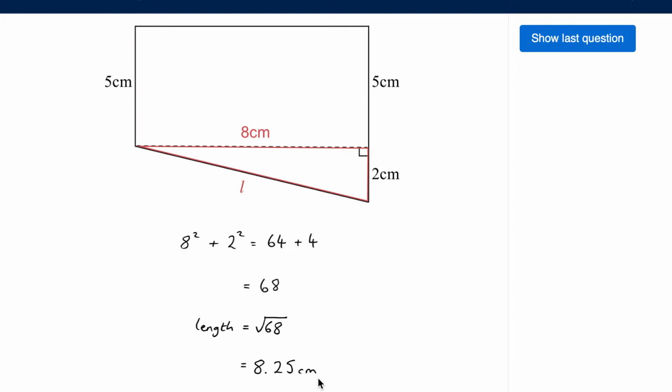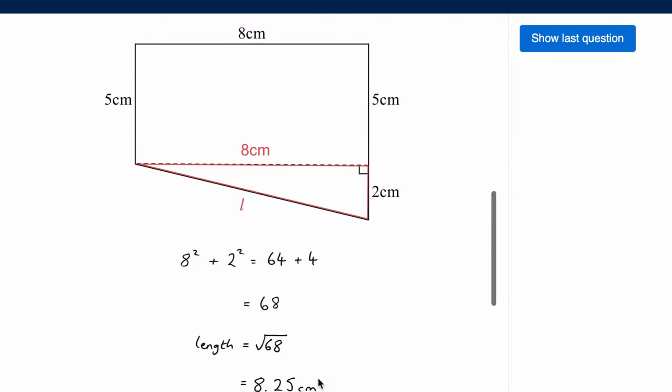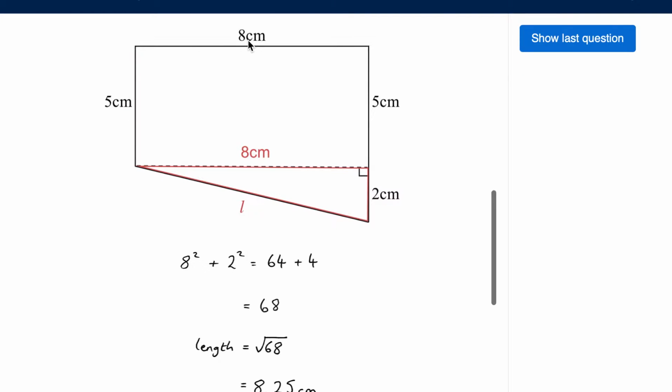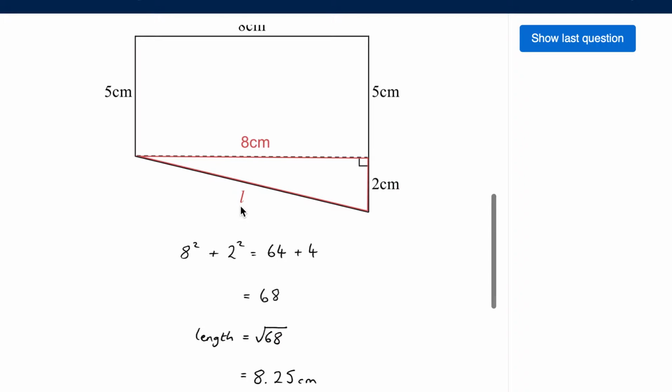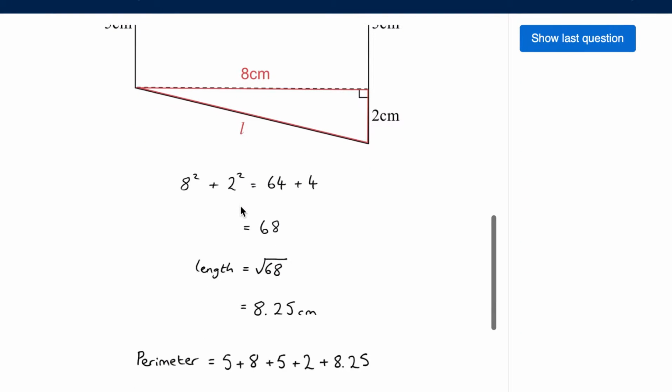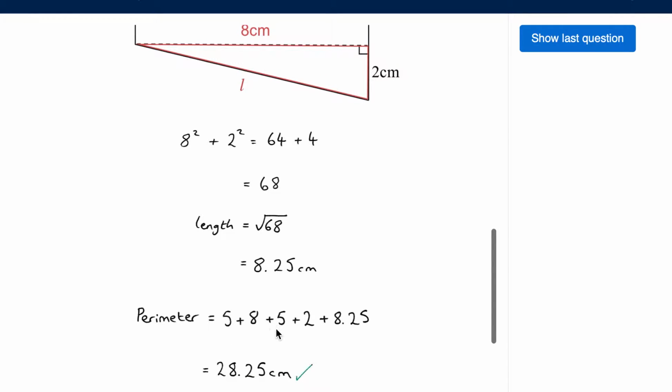Finally, we're going to add together all of the outside lengths to find the perimeter. So we'll be adding together the 5, the 8, the 5 here, the 2 here, and the 8.25 centimeters at the bottom to get a final answer of 5 plus 8 plus 5 plus 2 plus 8.25, and that is equal to 28.25 centimeters, correct to 1 decimal place.